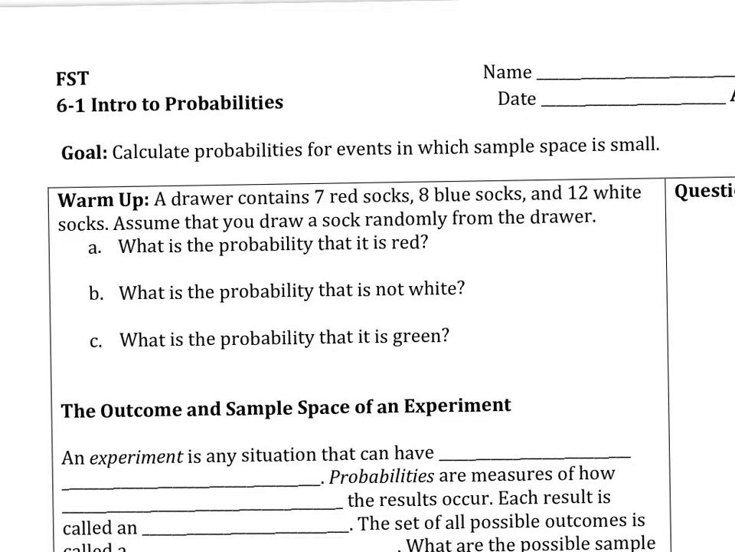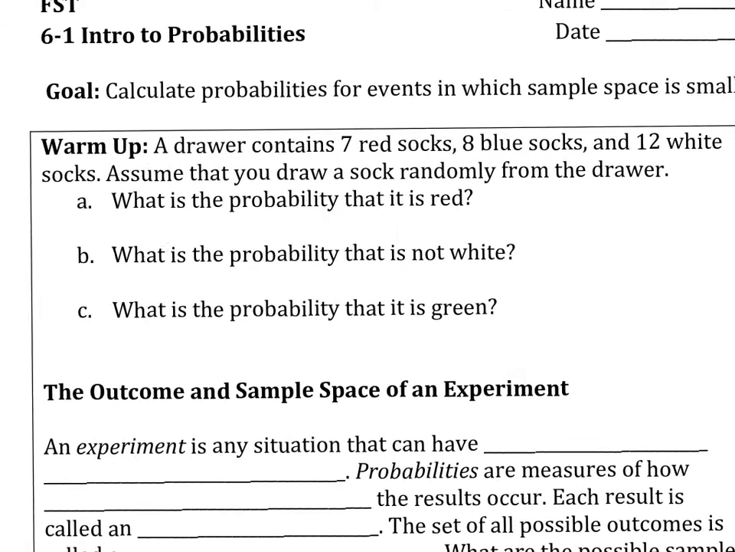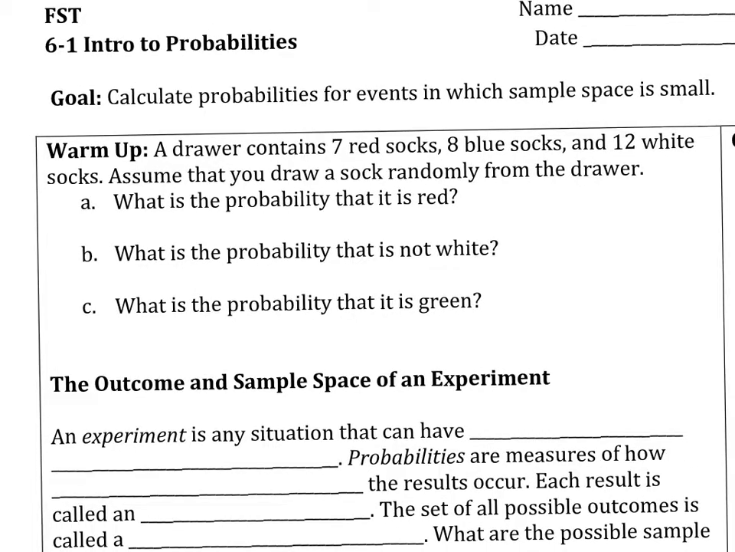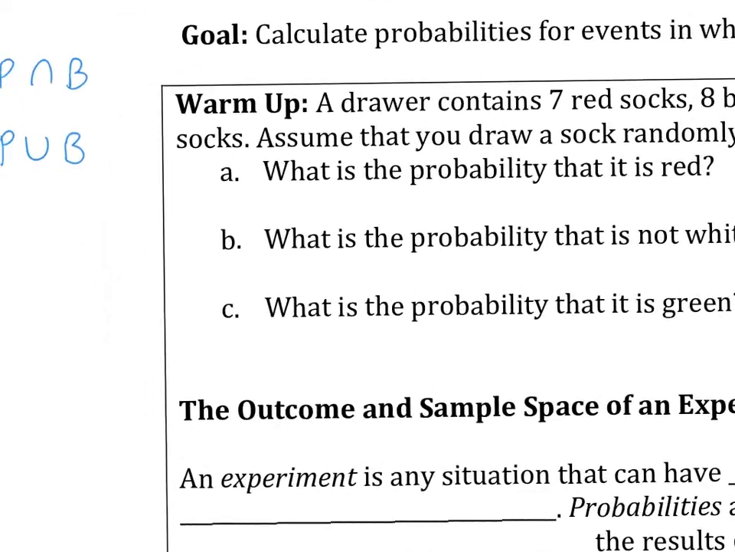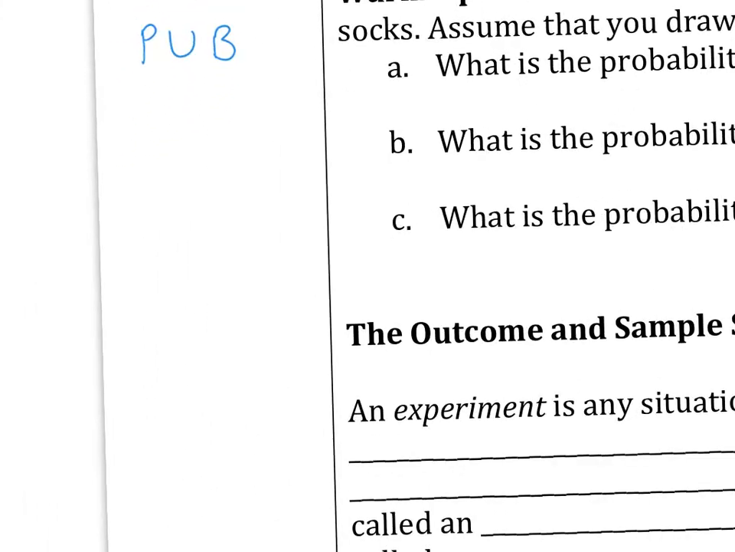So our goal for today in 6.1, Introduction to Probabilities, is to calculate probabilities for events in which the sample space is small. A drawer contains 7 red socks, 8 blue socks, and 12 white socks. Assume that you draw a sock randomly from the drawer. You close your eyes, it's perfectly dark, and you are trying to pull a sock out of the drawer. Just to recall fundamentally, what you're looking for is the probability of an event occurring, and we'll unpack this a little bit further.